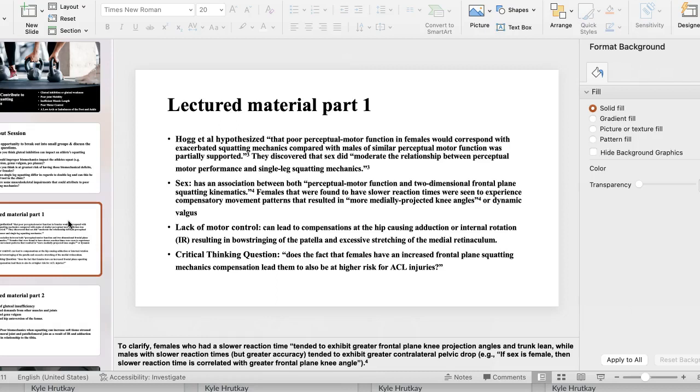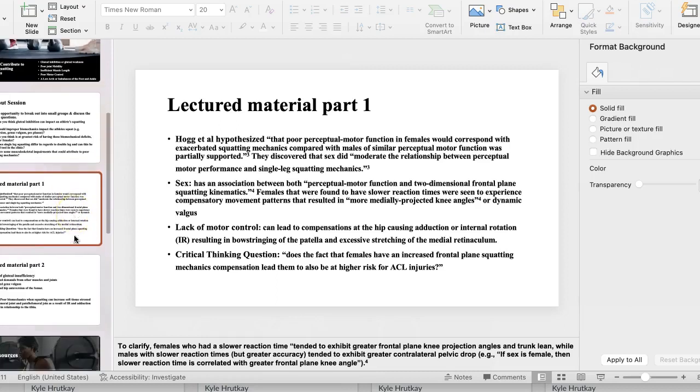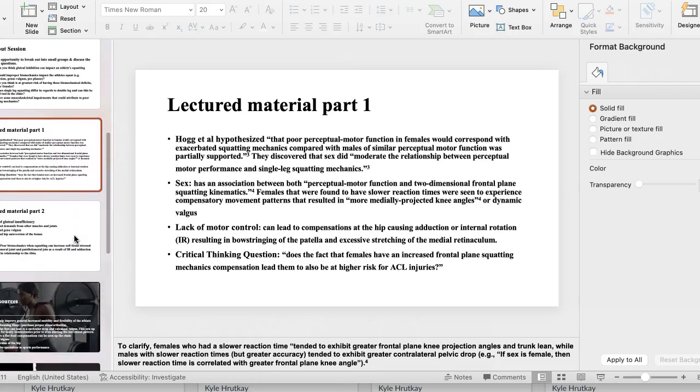Critical thinking question. Does the fact that females have increased frontal plane squatting mechanics in regards to their compensation lead them to also be at higher risk for ACL injuries? Feel free to answer that question in your head. And then perhaps if you have time, you can discuss that with your partners throughout the lecture.